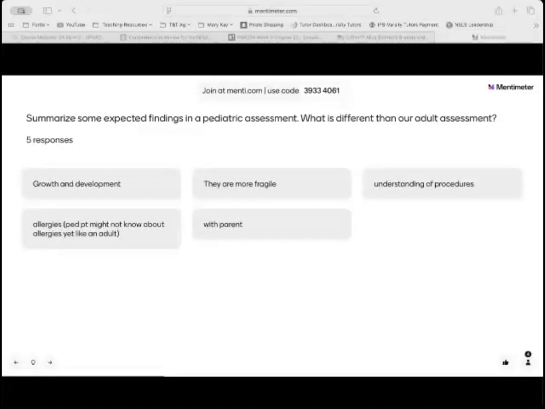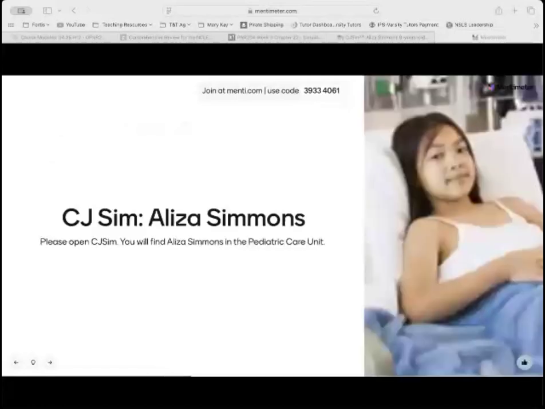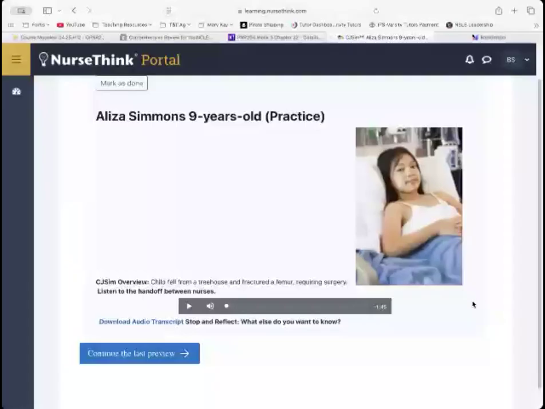I think you guys got the majority of them. So let's go ahead and take a peek at Eliza. We are going to look at her, and that's going to help us also look at some of these experience things and assessment skills too.